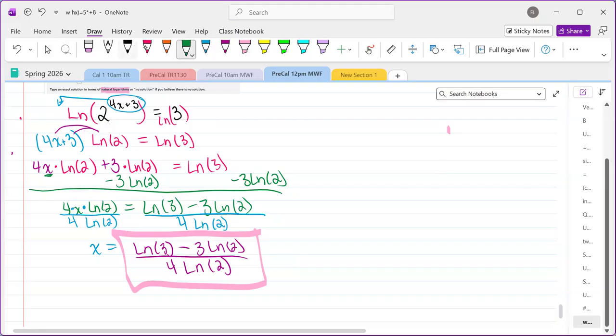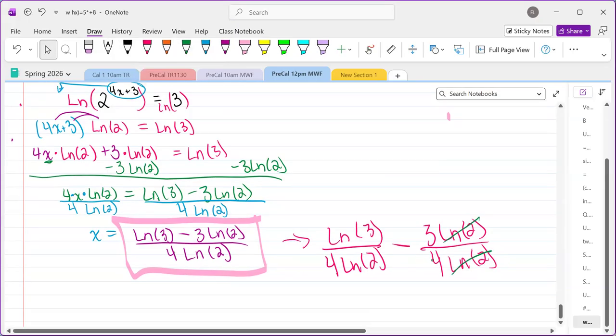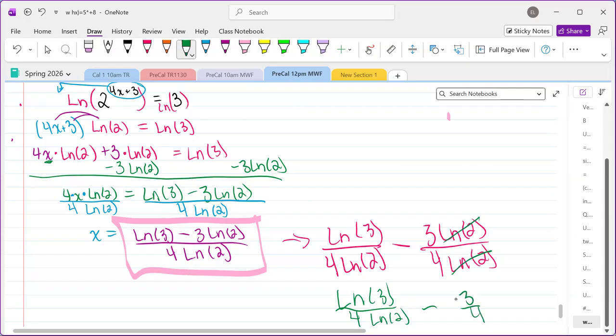Like the fraction here, what I could do if I wanted is split the fraction. And now this fraction on the right has the natural log 2 over natural log 2 with only multiplication. So here I could cancel. So another way to write the answer is the natural log of 3 divided by 4 natural log of 2, and then minus 3/4.